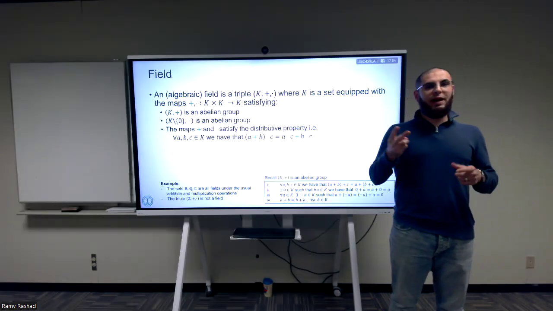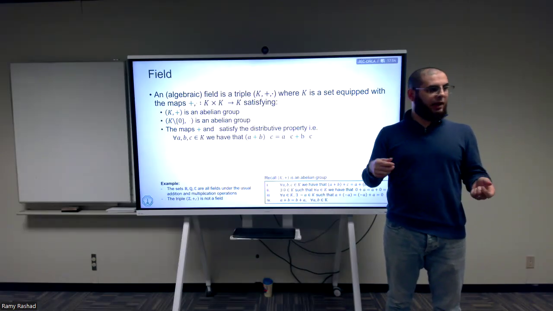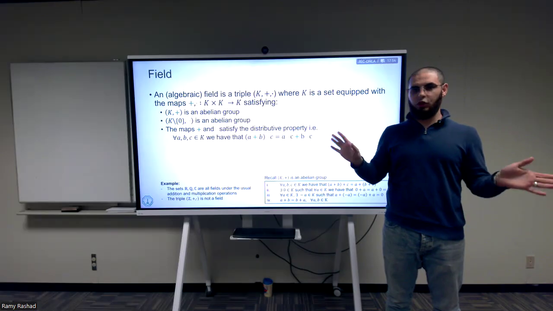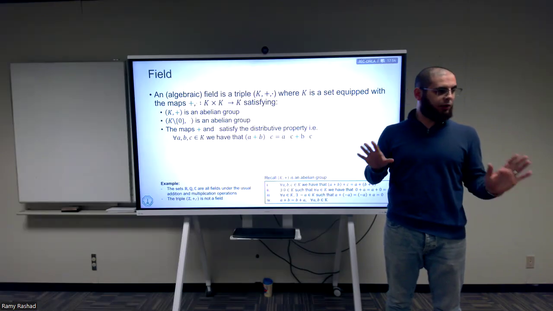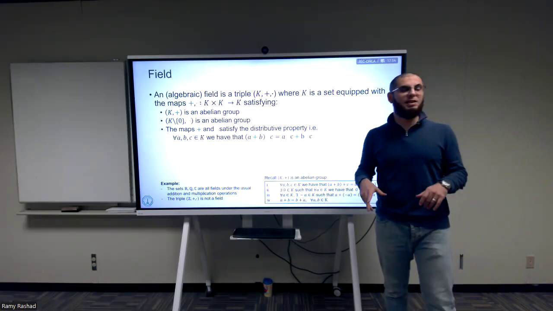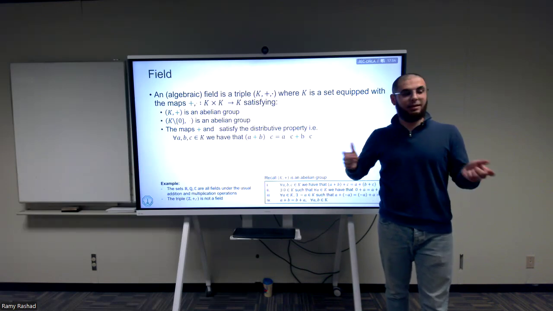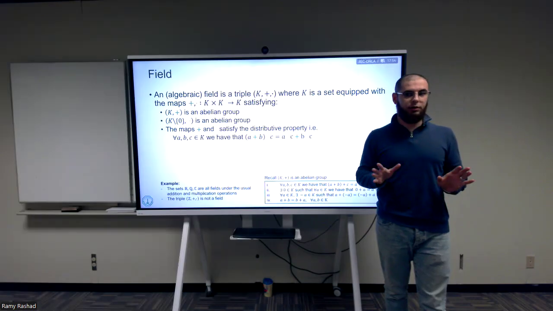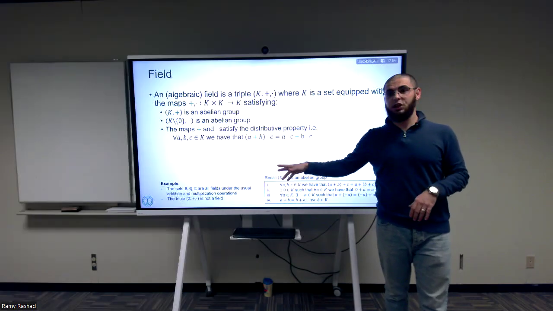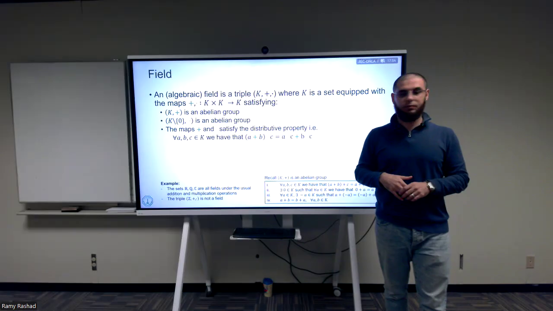You all know that if I have two real numbers, I can add them and I can multiply them together. So we're talking about the normal multiplication, normal addition. If I have two complex numbers, I can multiply them together and I can add them together. And rational numbers, I can also do the same with them.